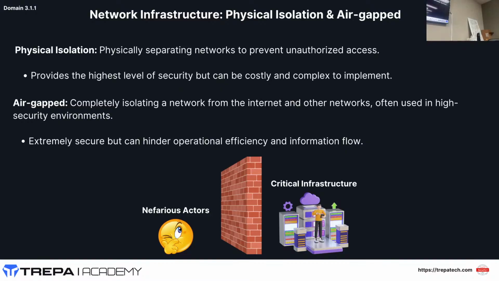Physical isolation and air-gapped. So physical isolation is physically separating networks. Air-gap is completely isolating a network from the internet and other networks, period. So we talked about this. Where do you see this a lot? In our CCTV systems and in our OT environments. Remember, OT is like factories, utilities, pipelines, where the things that run that factory, those robots, whatever it is, we want to completely segment them from the internet. So we want to air gap them. I think we talk about that more in depth in this domain.